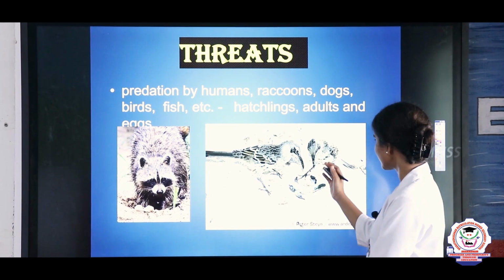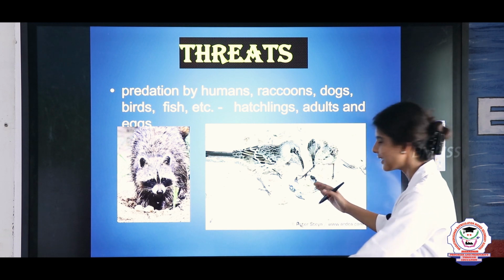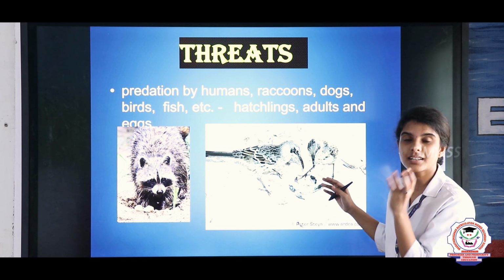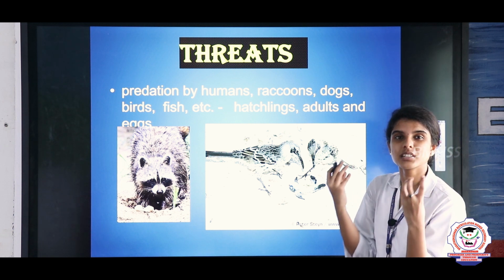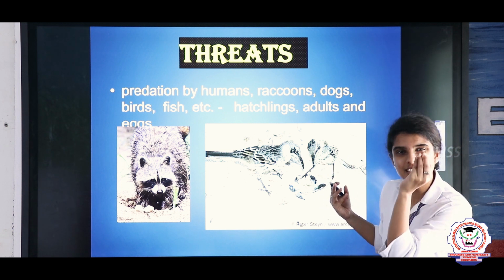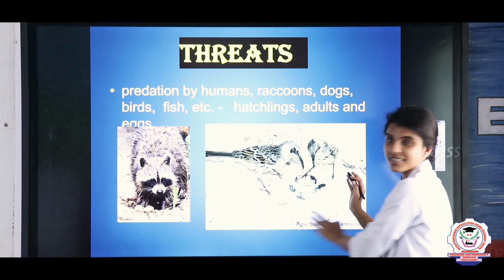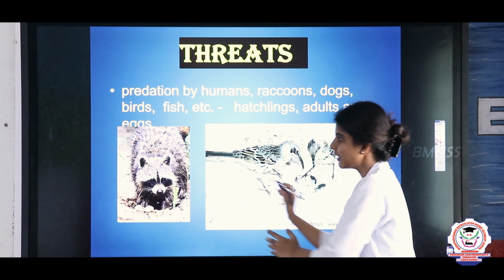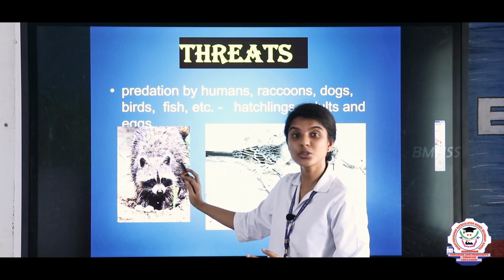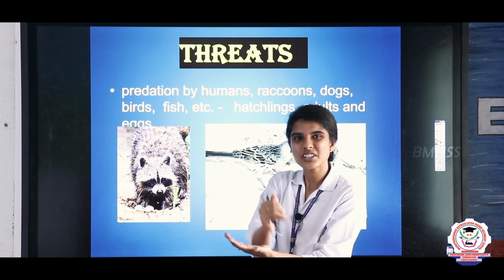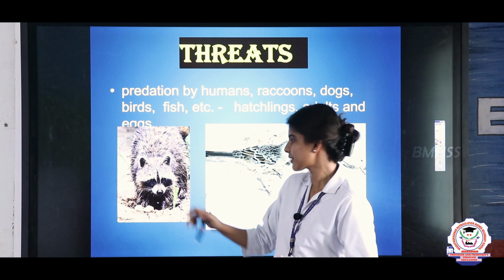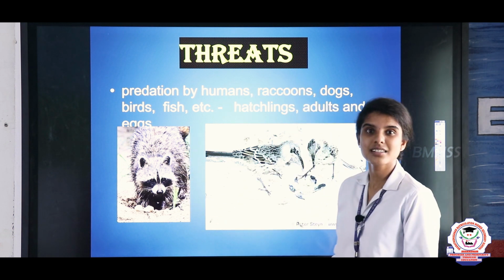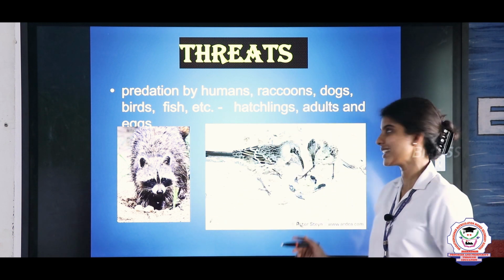Okay, so look here, you can see a bird which is eating the hatchling of a sea turtle. Hatchling is the small young one that comes out of the eggs, the sea turtle. So the small sea turtle is eaten by the birds. You can look here, and this is called a raccoon. So the raccoon is smashing the eggs here. It is breaking the eggs there. So these are the threats by the predators for sea turtle.